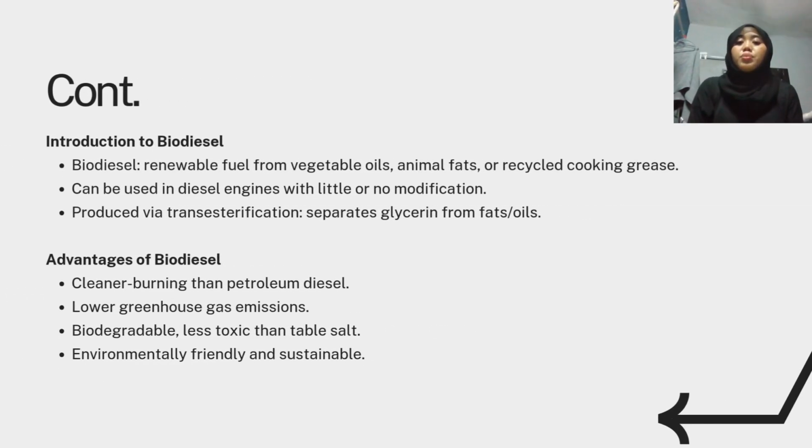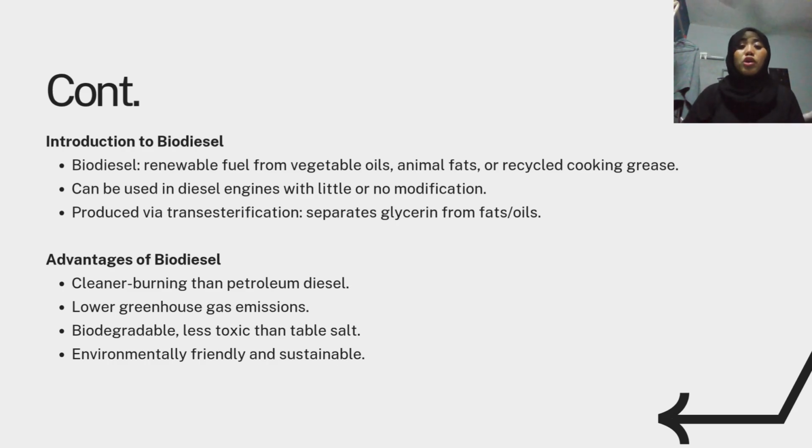Before diving into the experiment itself, it is important to understand what biodiesel is and why it is significant. Biodiesel is a renewable fuel derived from sources like vegetable oils, animal fats, or even used cooking grease. One of the biggest advantages is that it can be used in diesel engines with little or no modification, making it a practical alternative to conventional diesel fuel.